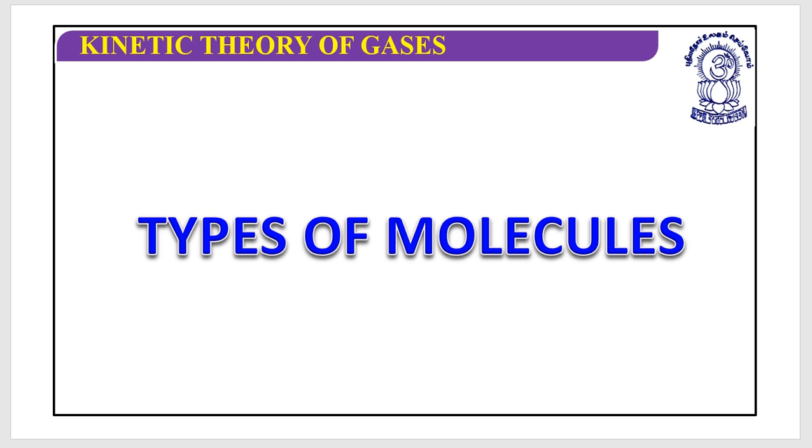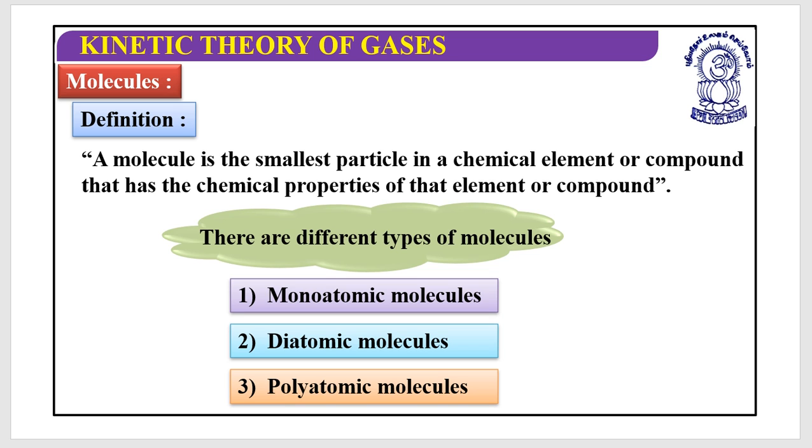In today's class, first we are going to discuss the types of molecules. So let's begin. When I say different types of molecules, a molecule is the smallest particle in a chemical element or compound that has the chemical properties of that element or compound. That means from that molecule you can understand the complete property of that compound as well.